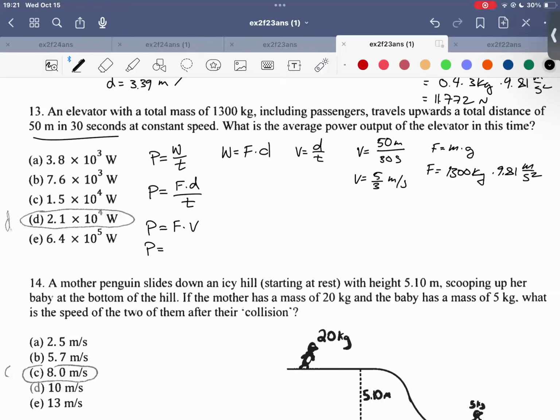And that gives 21,255, and power is measured in watts. And so written in scientific notation, it is this.